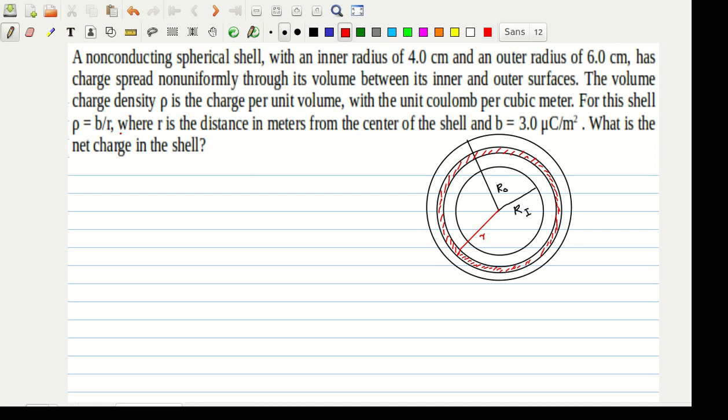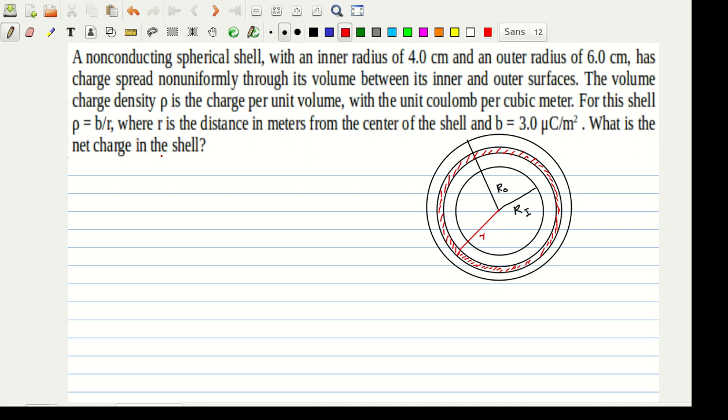The volume charge density rho is the charge per unit volume, with the unit coulomb per cubic meter. For this shell, rho is equal to B over r, right? So rho depends on r. As we move away from the center, the charge density decreases. So there are more charges concentrated towards the inner surface than the outer surface. And we have been given the value of B also, which is 3 microcoulomb per meter square. What is the net charge in the shell?